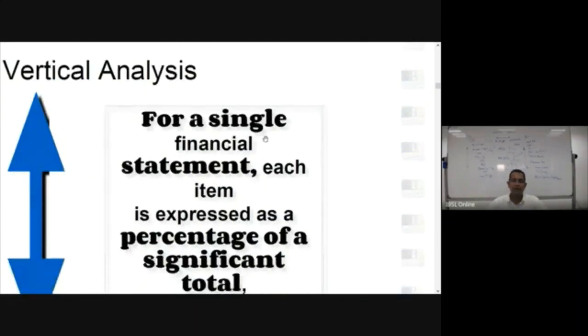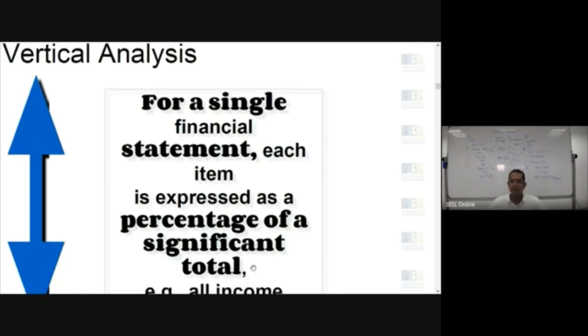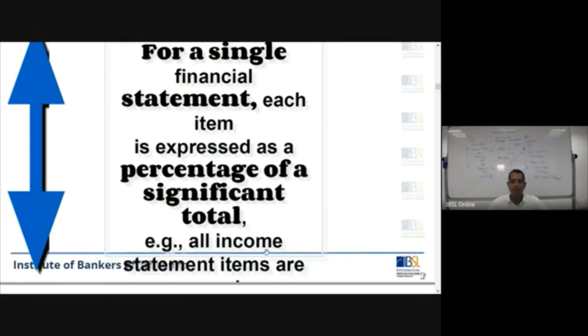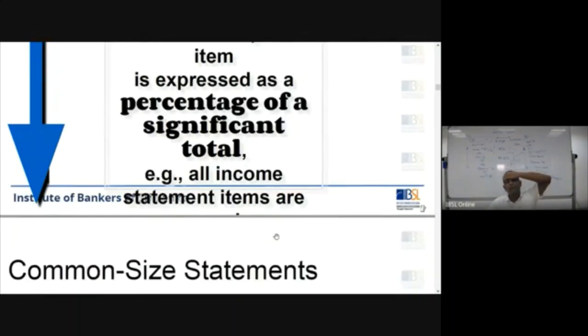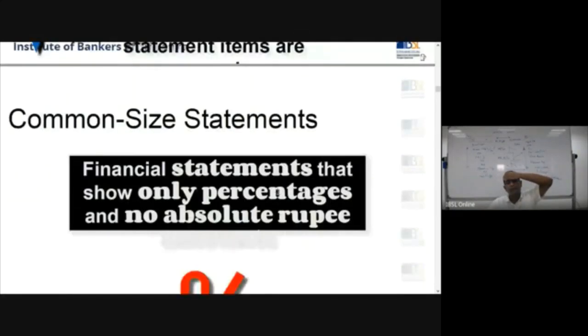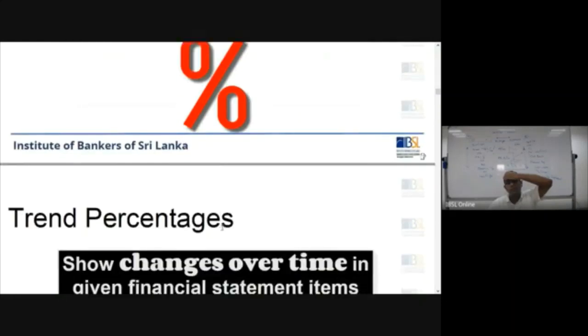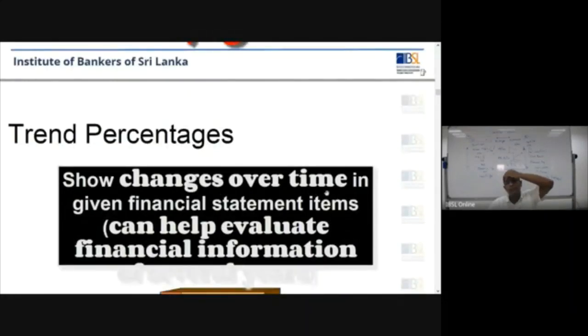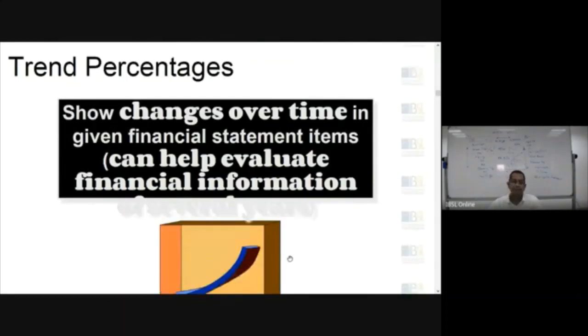Vertical: for a single financial statement, each item is expressed as a percentage of a single total. Example, all income statement items are stated as a percentage of revenue. Common size statement: a financial statement that shows only percentages, not absolute rupee values, which I showed you. Trend percentage shows changes over time in given financial statements and can help evaluate financial information over several years.